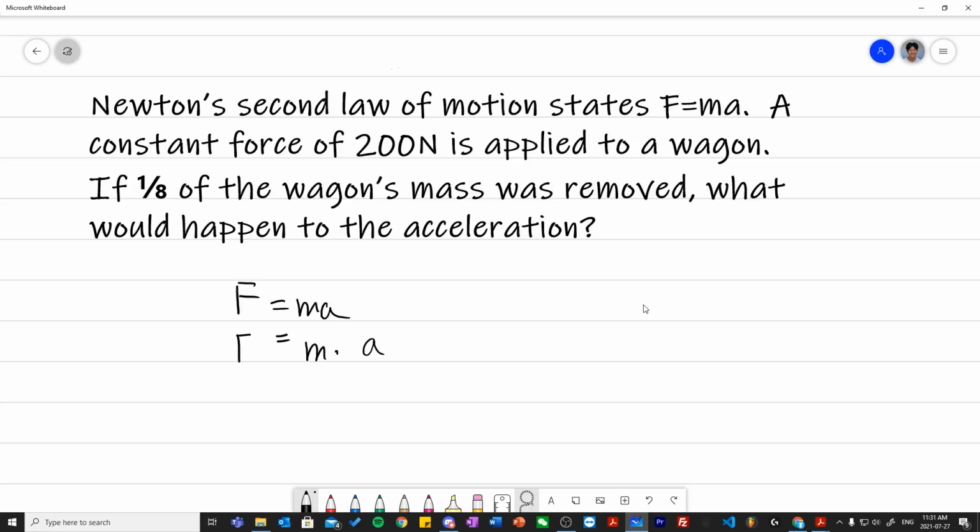So the amount of force is 200 newtons here, and it's being applied to a wagon. So if 1/8 of the wagon's mass was removed, so this used to be the whole thing, but if 1/8 of it was removed, what would happen to the acceleration? The 200 is constant.